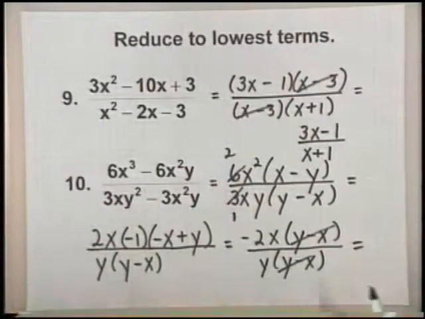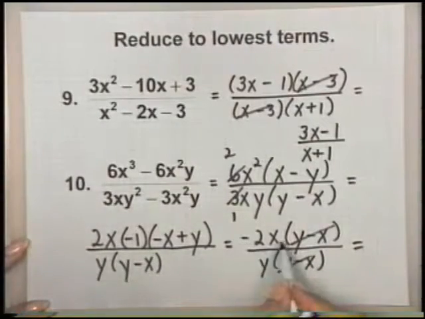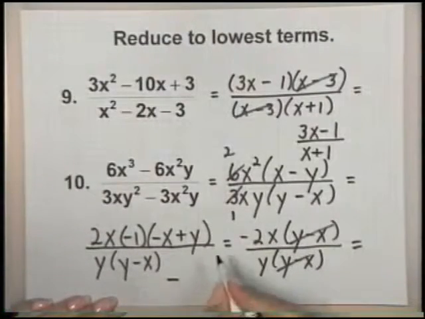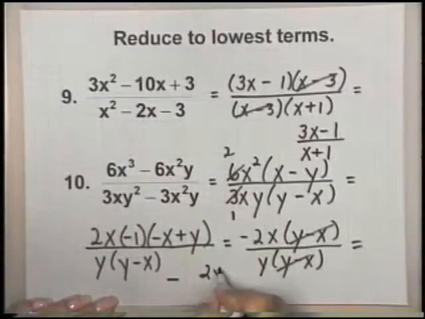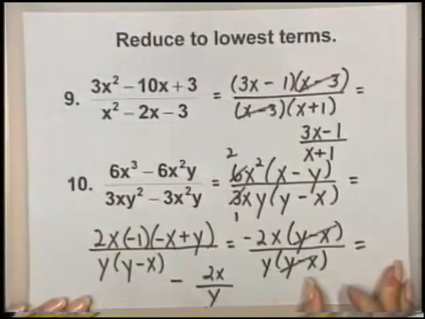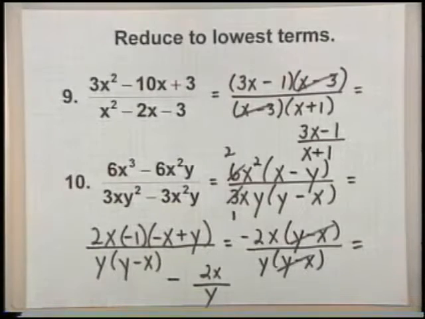Dividing out common factors, we're left with negative 2x over y. Let's bring the negative in front of the fraction. Let's write the numerator as 2x and the denominator as y.